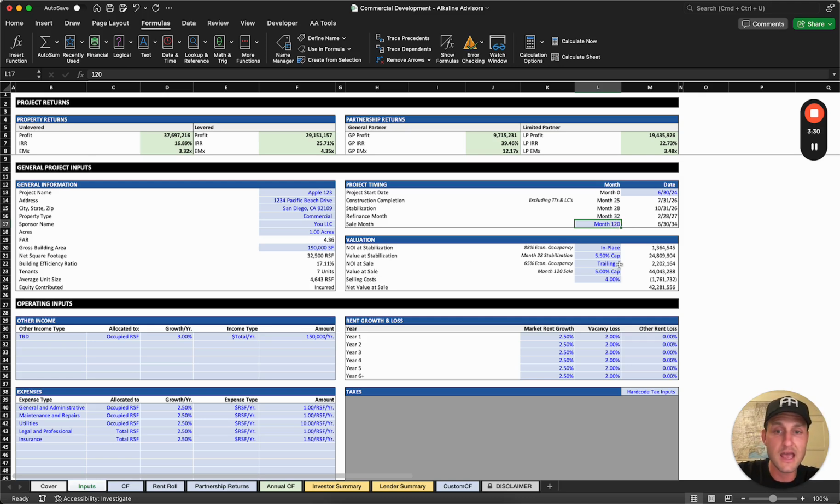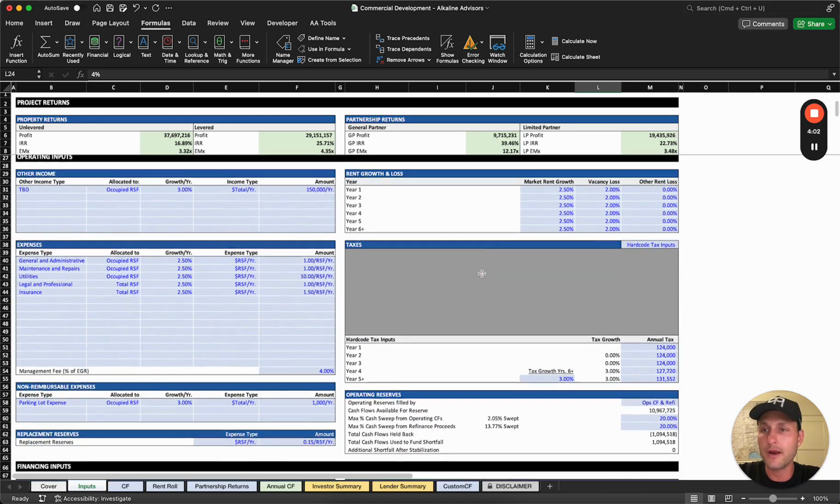You can then say at the time of sale at month 120, are we taking the trailing 12 months NOI, the forward 12 months NOI, or the trailing 3 months NOI, and then annualizing that in order to derive the NOI at which we're using to value the asset. So we take that NOI and divide it by our cap rate to get the value of the asset at the point of sale. Then we have some selling costs associated with the sale that'll factor in.